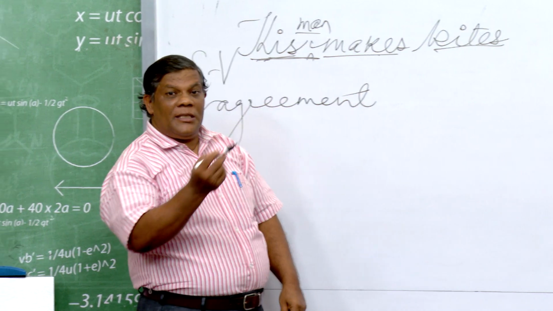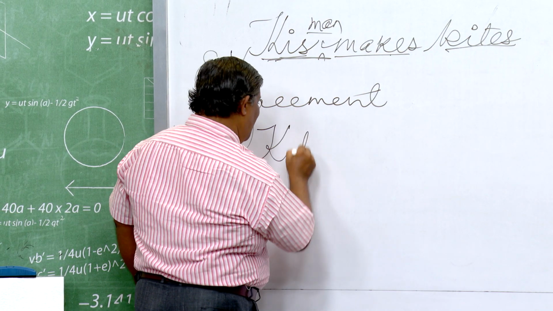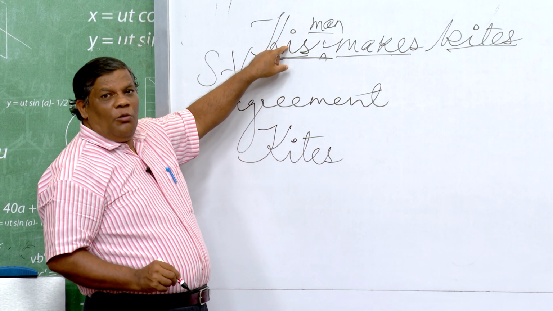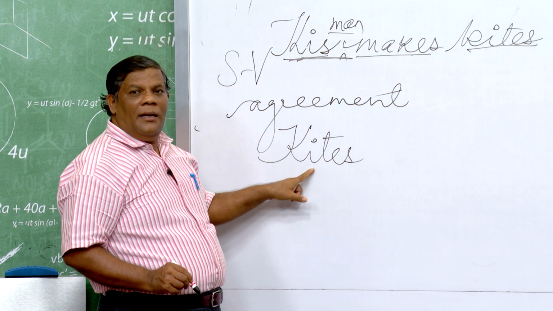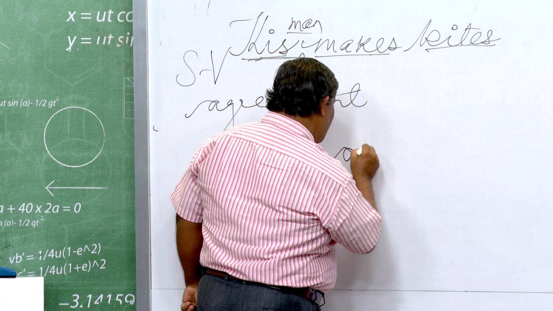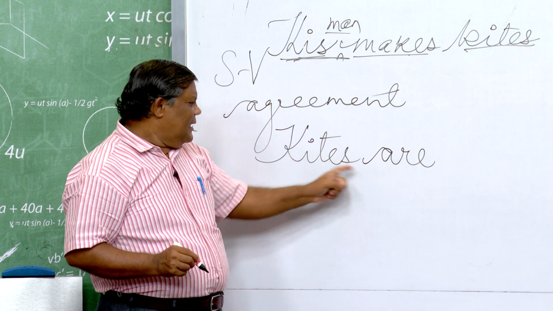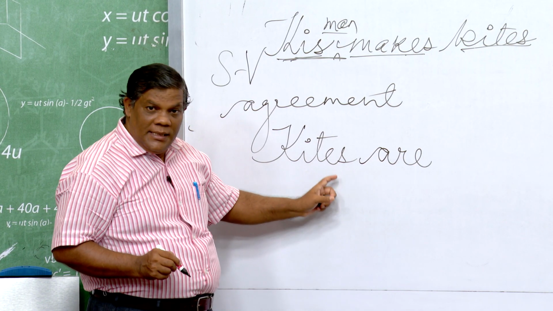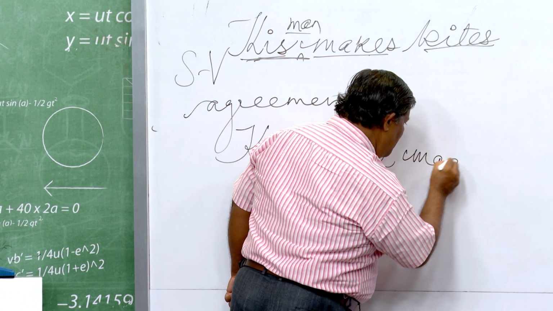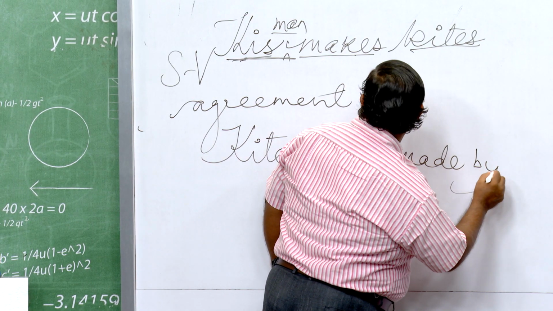When it becomes the subject of the sentence, it becomes kites, now in the passive form. Here it was singular, but here it is plural. Therefore, it needs are, it does not need is. We cannot say kites is, we have to write kites are. Then made by this man.